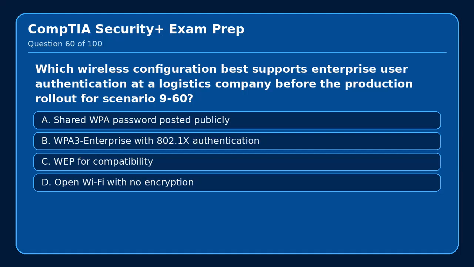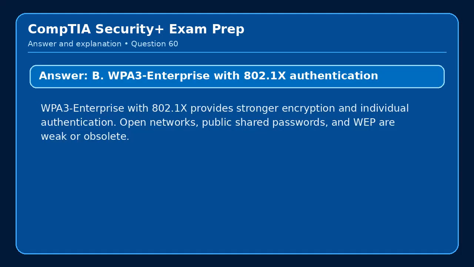for scenario 9 to 62? A. Disable antivirus before testing. B. Open it in a sandboxed analysis environment. C. Open it on a production domain controller. D. Forward it to all employees. Take a moment to choose your answer.